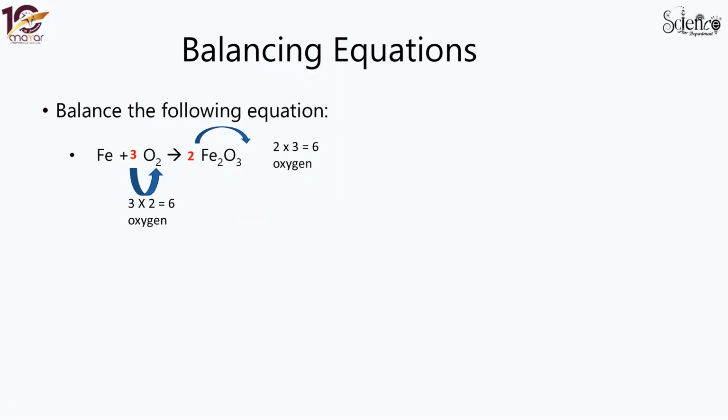Now I'm done with oxygen. What is left is iron. Balance it. 2 times 2, 4 iron. So directly go to the last one, which is iron by itself, multiplied by 4, and the reaction is balanced. See, it's easy. Balancing is easy. It's not hard. It just depends on practicing.